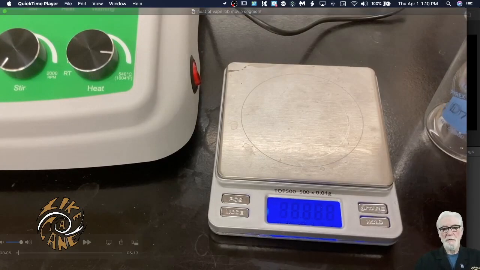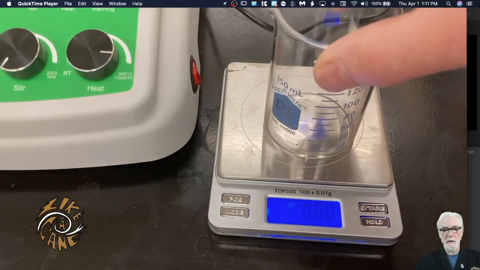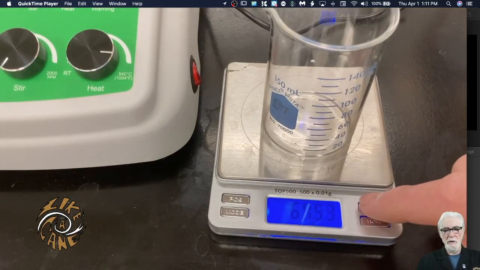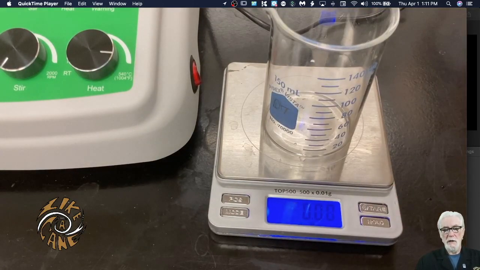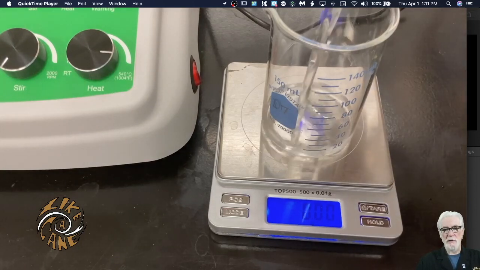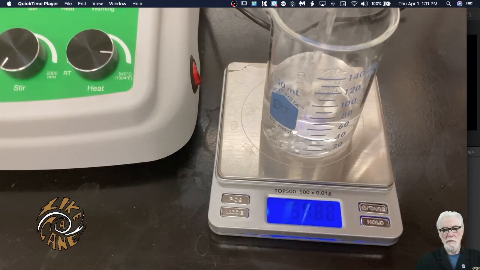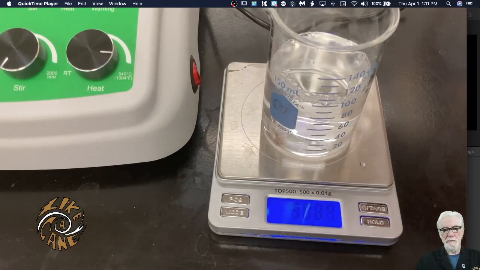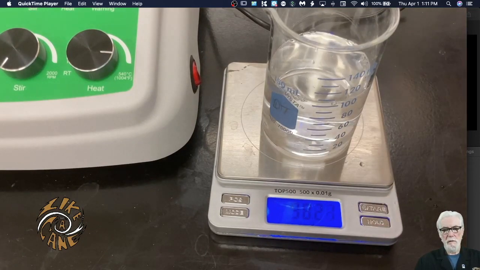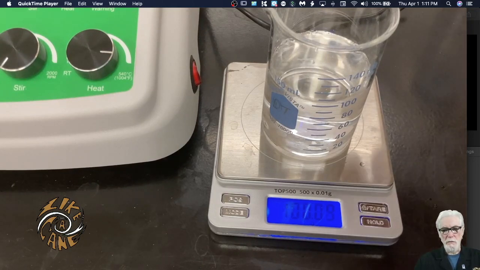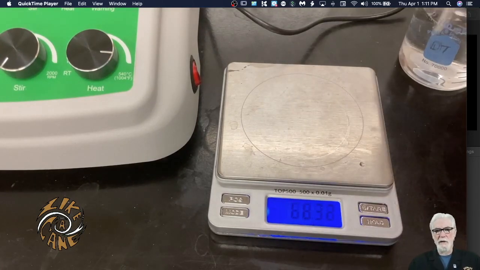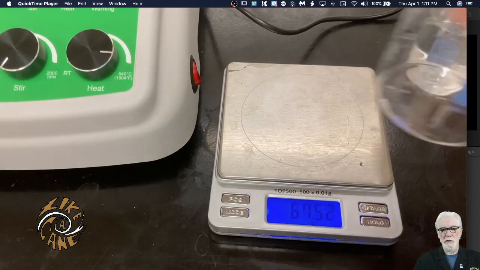So we're starting this experiment out. Got a scale here, and I'm going to put on a 150 milliliter beaker and zero it out. My intention is to put about 100 grams of water in here. So there's 100.08 grams is the mass that I ended up with.